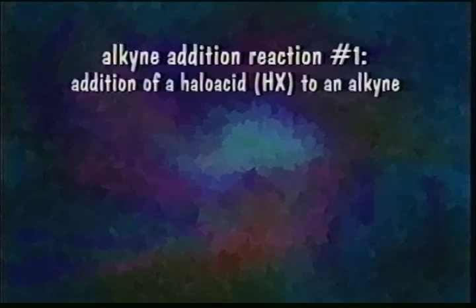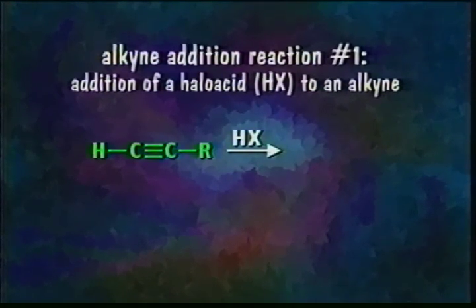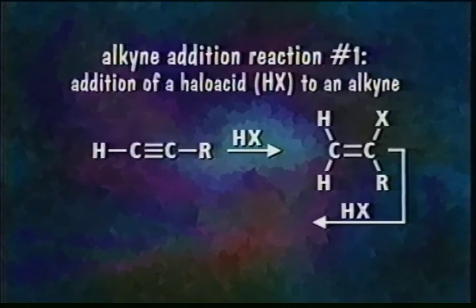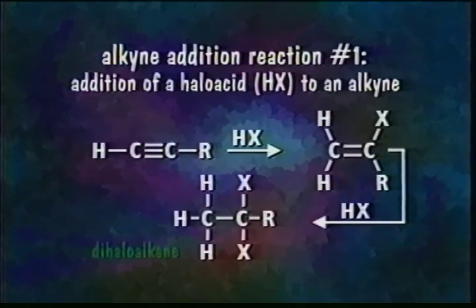Alkyne addition reaction number 1. Addition of a halo acid HX to an alkyne. HX and an alkyne react to yield an alkene with H on the double bond carbon with fewer substituents, and X on the double bond carbon with more substituents. The alkene then reacts with HX again to yield the final product, a dihaloalkane with 2 halogens on the more substituted carbon and 2 hydrogens on the less substituted carbon.